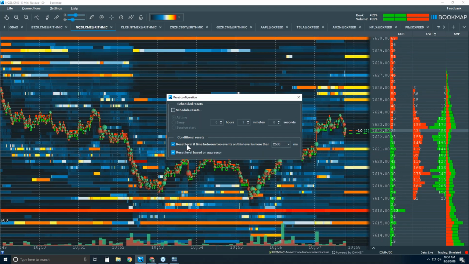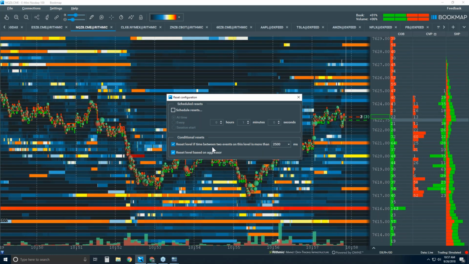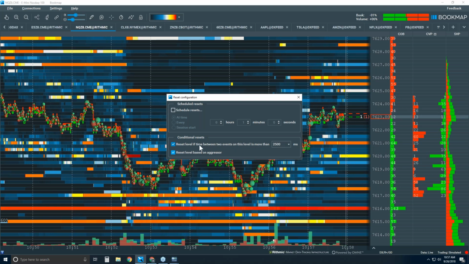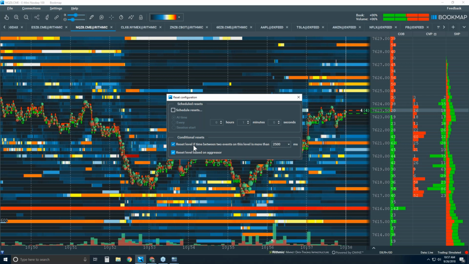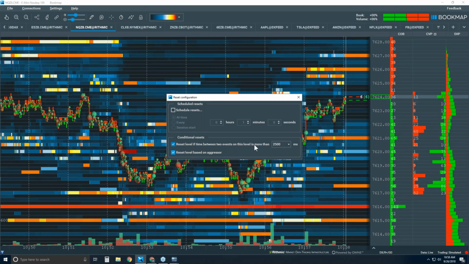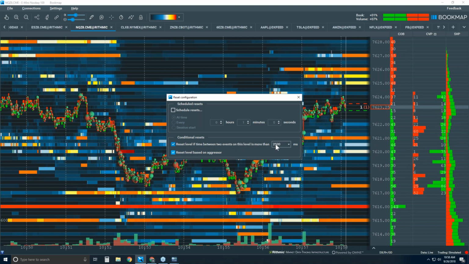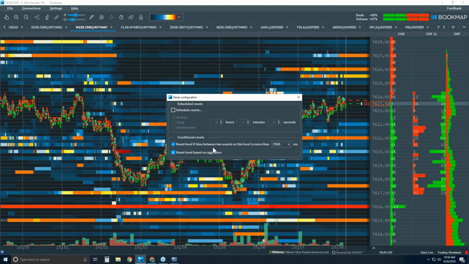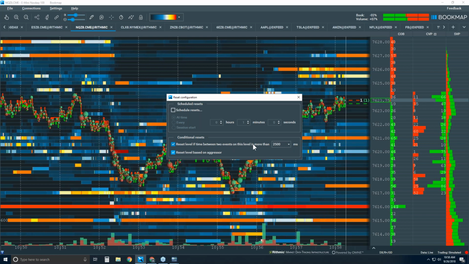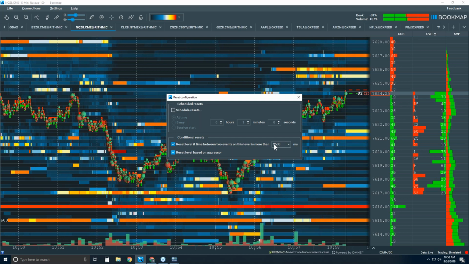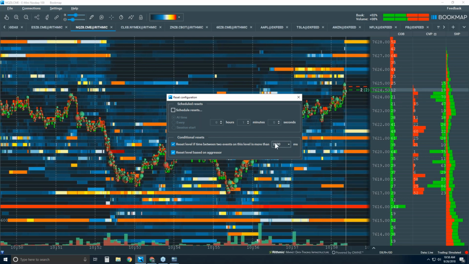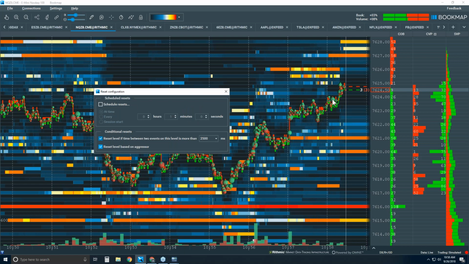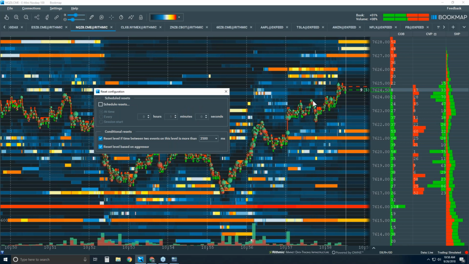This is a great one, highly requested. For example, let's just go through the condition: reset the level if the time between two events on this level is more than 2.5 seconds, or 2,500 milliseconds. So if the time between two events at a very specific price level is more than that, then reset it. What this allows you to do is, let's say you're looking at a micro range up here, and it quickly goes up above it and then comes back down.